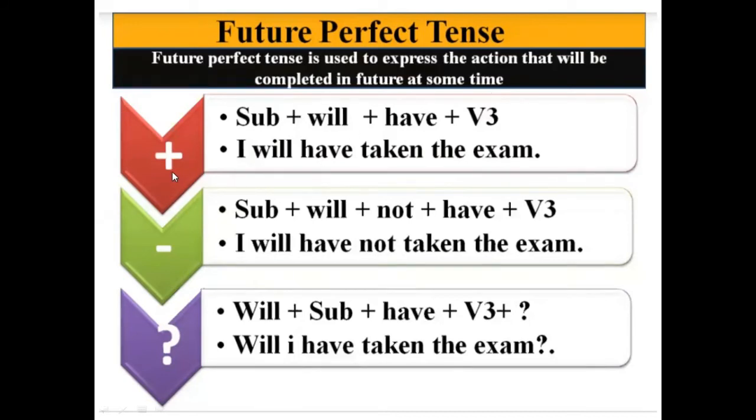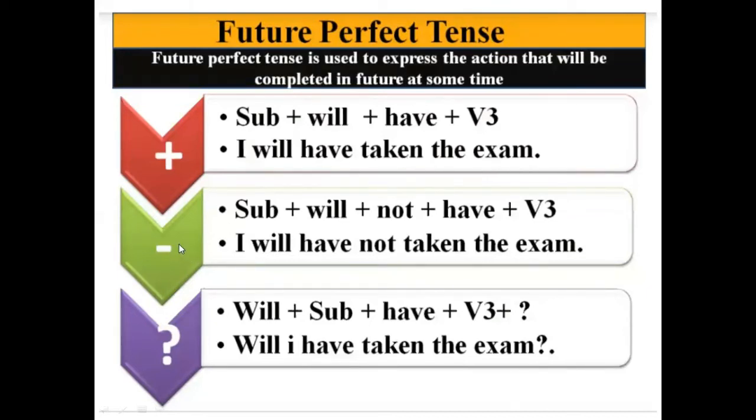For example, if you want to talk about the affirmative sentences, subject, then will have is the helping verb, then the third form of the verb, then object. That is the structure of the affirmative sentence. For example, I will have taken the exam. I is the subject, will have is the helping verb, taken is the third form of the verb, and the exam is the object.